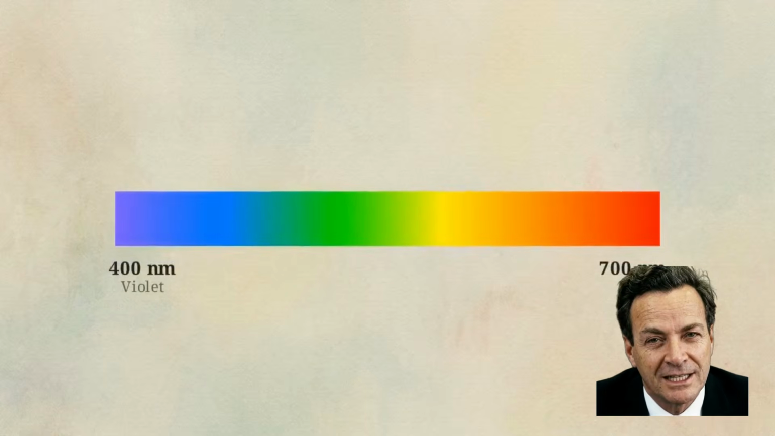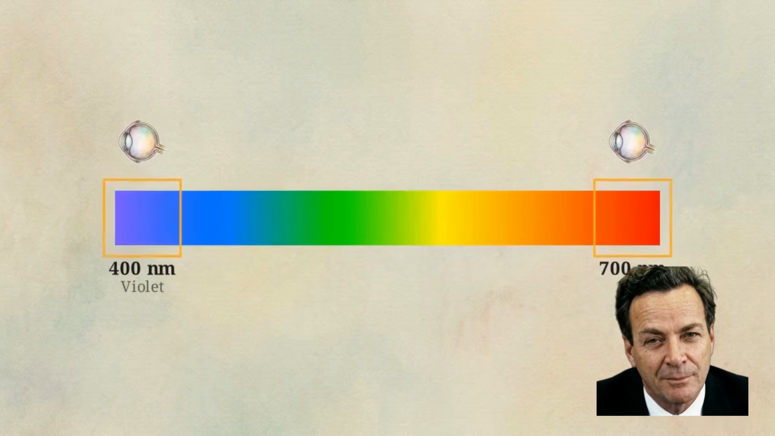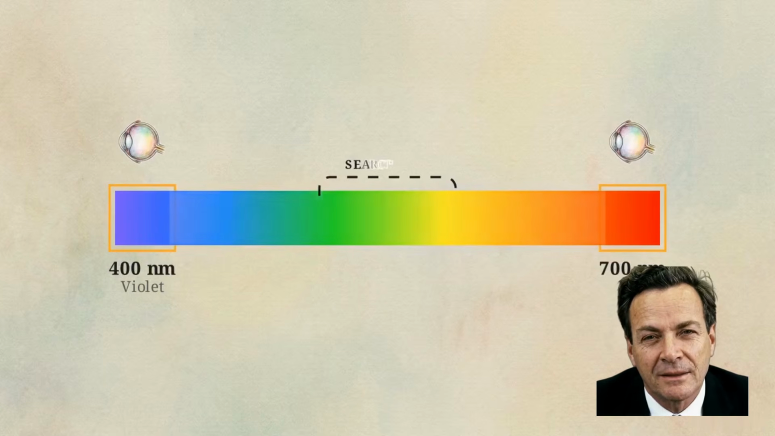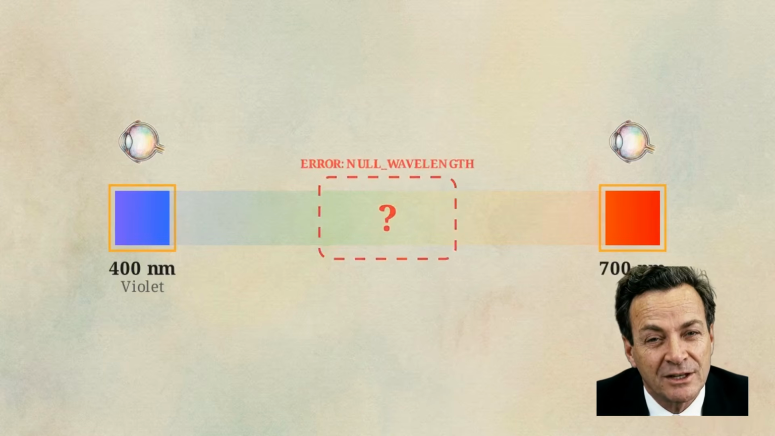So it does what any desperate software program does. It patches the bug by making something completely fake up. It invents magenta. If you look at light split by a prism or a natural rainbow in the sky, you will see red, orange, yellow, green, blue, indigo, and violet. You will never see magenta in a rainbow.